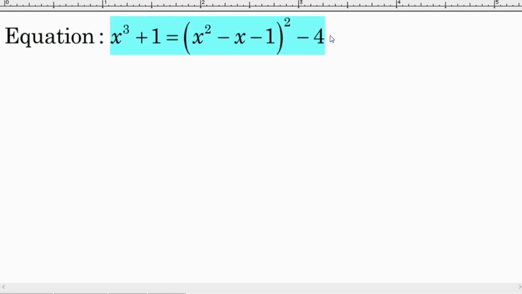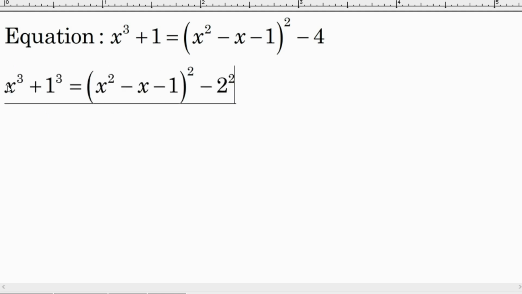Now I'm going to show you a full solution. Please stay tuned to find out how we can solve this equation. First of all, this equation can be written in the form of x cubed plus 1 cubed, because 1 cubed is still equal to 1, and I keep the other side the same. And 4 can be written as 2 squared. Why do I write it like this? Because I want you to notice that this side will be in the form of a cubed plus b cubed.